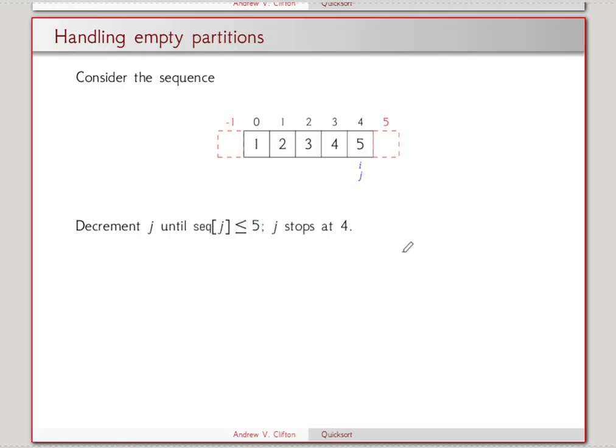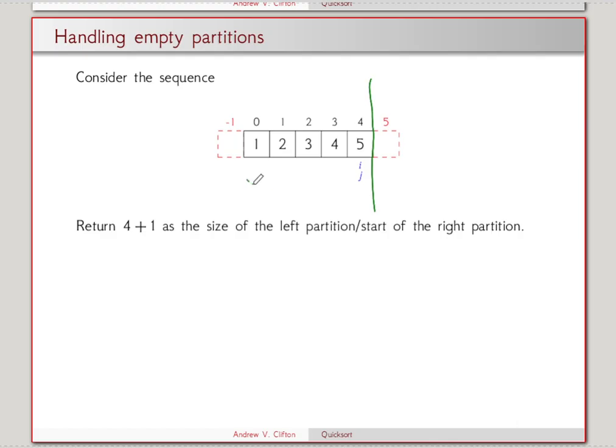And then j is going to do the opposite, right? j is looking for something that is less than or equal to 5, so i and j stop in the same place. And then what are we going to return? We're going to return j plus 1. So the dividing line between the two partitions is here. This is the left partition, and then the right partition is empty.